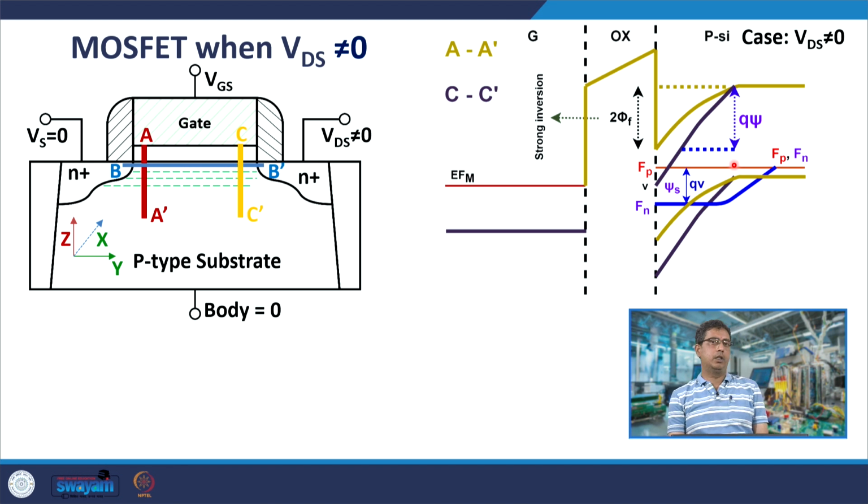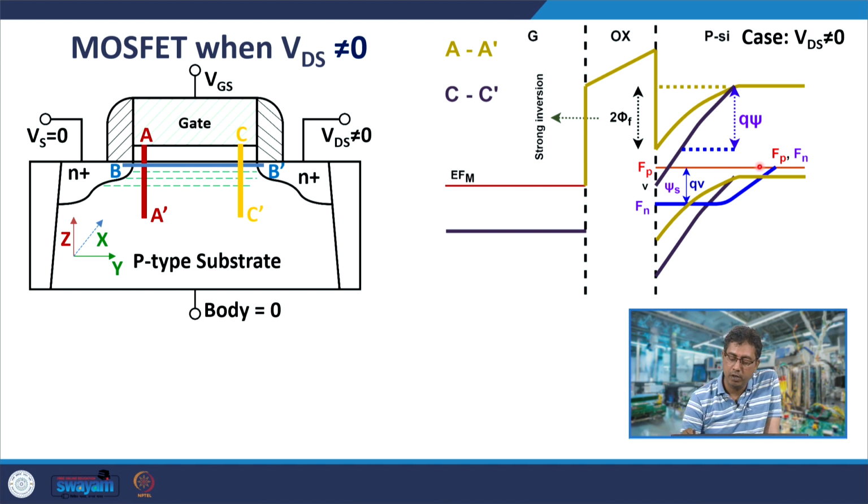That is because there was no electron or hole current in any direction, and in equilibrium there was an equilibrium kind of condition within the silicon. And we are saying that at the source end of the channel the condition is the same as that of equilibrium. Here we are not applying any body bias, so it is also 0. So, at the source edge of the channel the condition is the same as what it was in equilibrium.